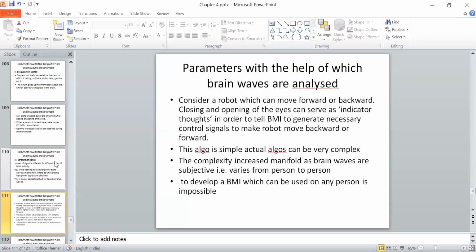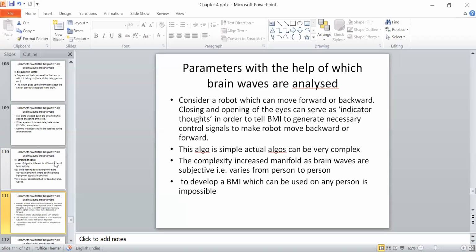So to do this particular thing, you have to take the signal from the visual cortex. You have to find out the opening alpha waves. You will have to differentiate between the alpha waves generated for opening and closing.